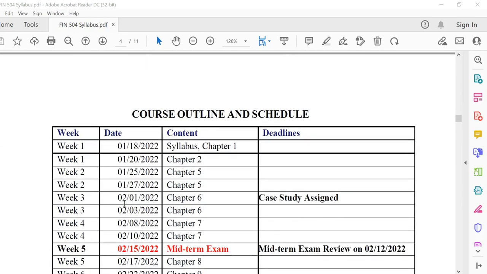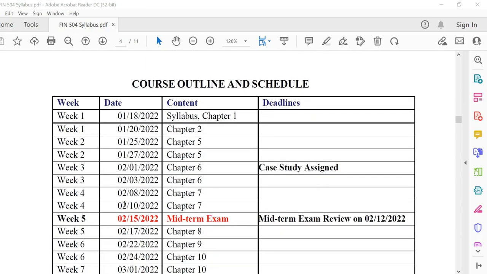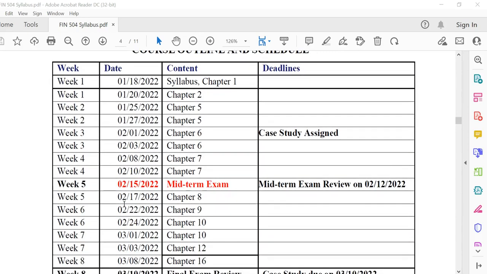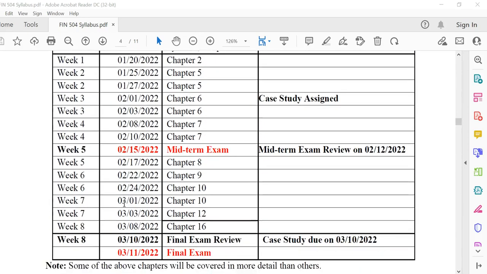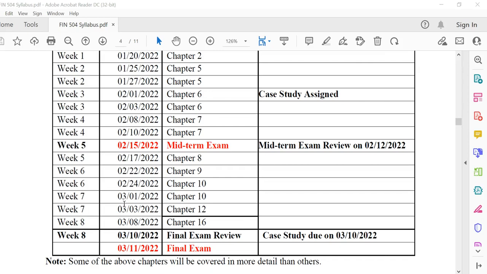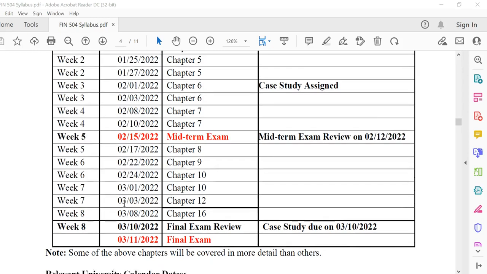Here is the course outline. Of course, this is a tentative outline. Chances are we will stick to it, but if needed, if circumstances change a little bit, I definitely can change it a little bit, but tentatively it would be like that only, whatever is mentioned here.